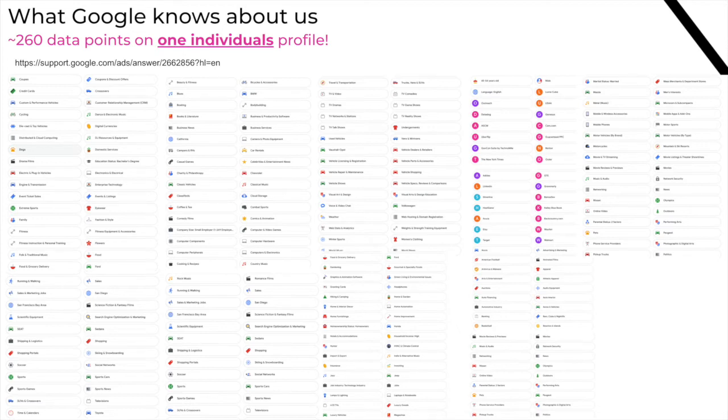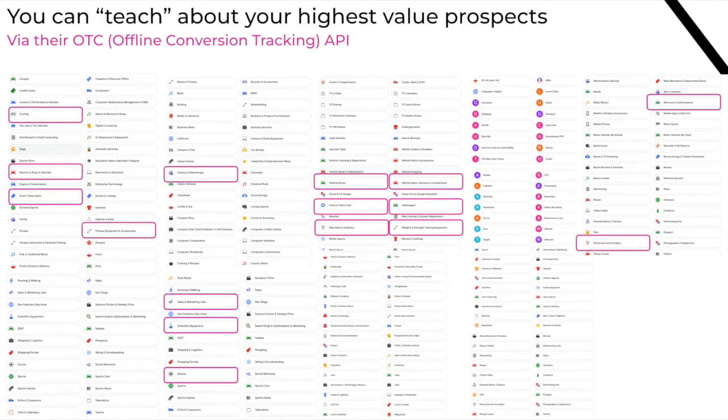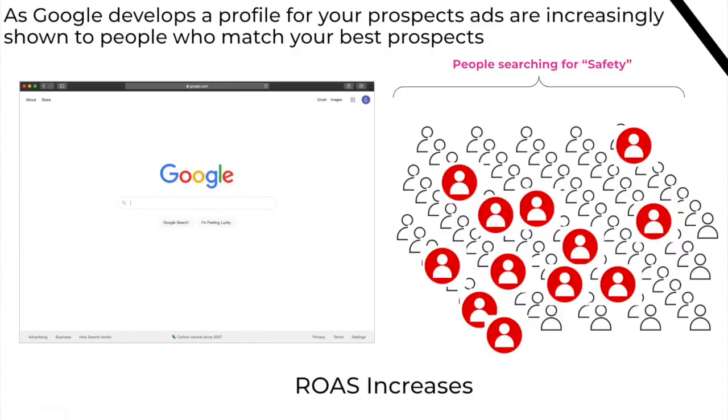This is actually my profile, and these are 260 data points that Google knows about me, but there's many more they're not showing. As people click on your ads and as you send this information back to Google, Google starts to develop a profile of what your best customers look like. And then when your prospects are searching for your keywords, Google knows what your prospects look like, and it bids high, and it knows how high it can afford to bid so that it can win in the auction, but maintain your ROAS targets. And so you start winning more of the kind of people that are your best customers.